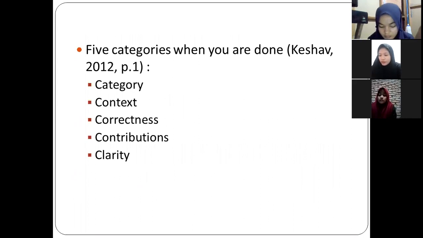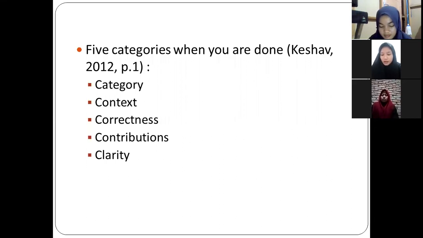Now there are 5 categories when we are done with the 5 simple steps of the first pass. The first one is category. It tells about what type of paper this is. Is it an experimental study, a combined analysis of previous studies, or an introduction of a new methodology? The second category is context. It tells us which other literature or papers it is related to, and what theoretical basis was used to analyze the problem.